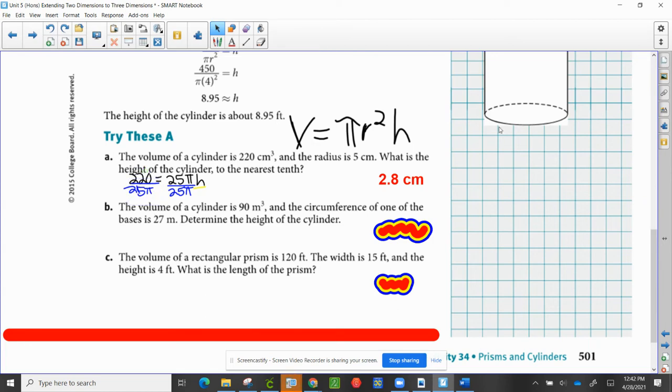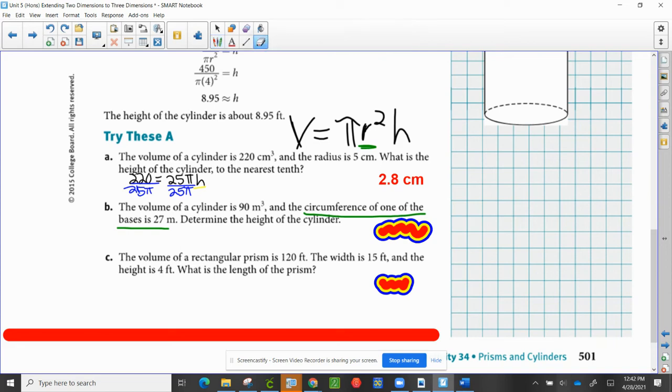Okay. I'm going to start with B because it's very similar to the one I just did. It says the volume of a cylinder is 90 meters cubed and the circumference of one of the bases is 27. Now, remember in our formula, you need to know what r is because you need r squared. So if they're giving you the circumference, figure out how you can get the radius from that, if you remember your circumference formulas, and then use that to find the height of the cylinder if the volume is 90. So you guys are going to try B right now.